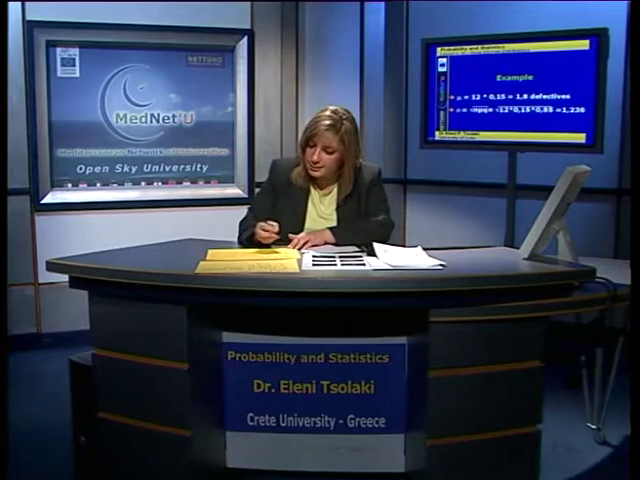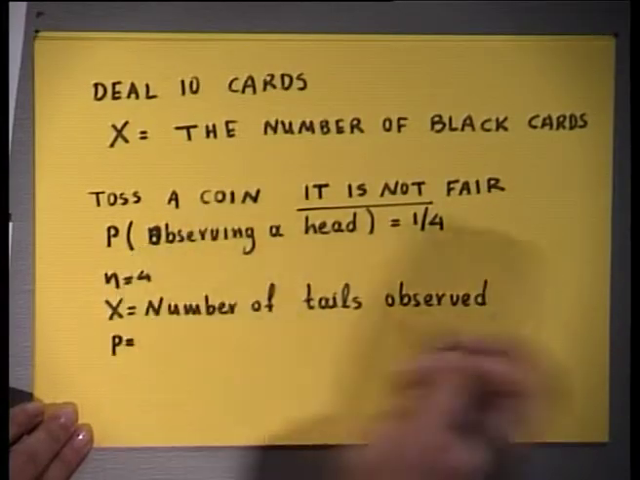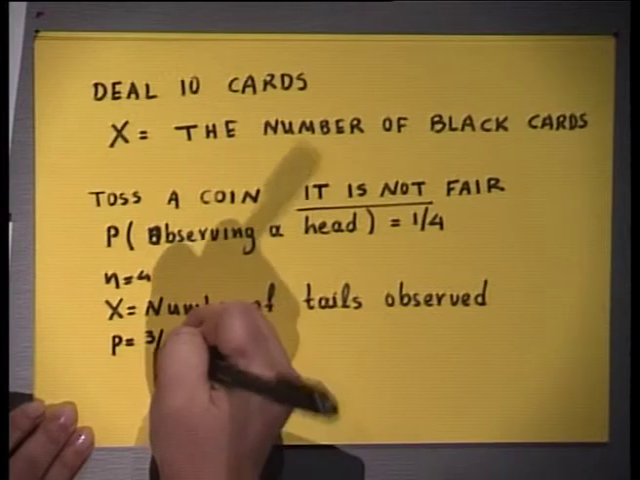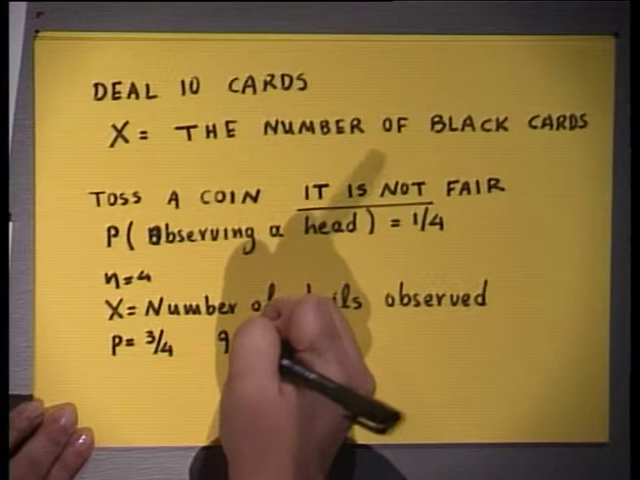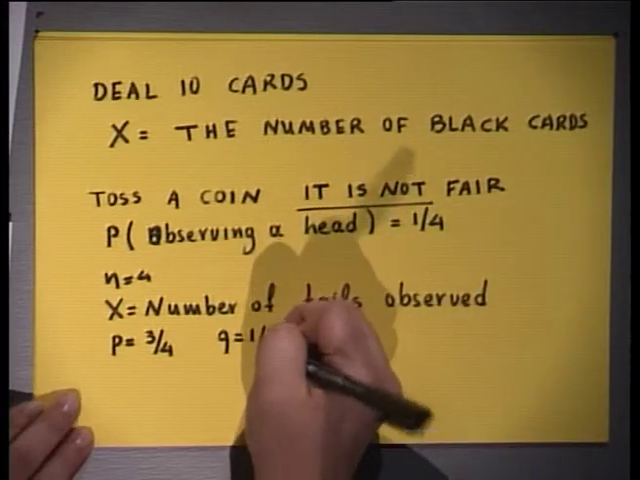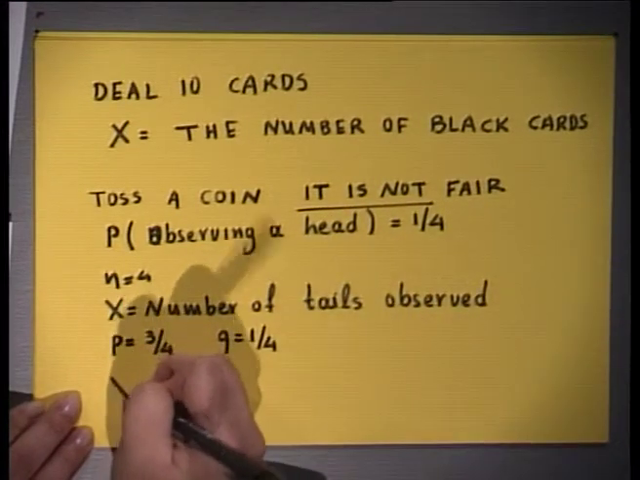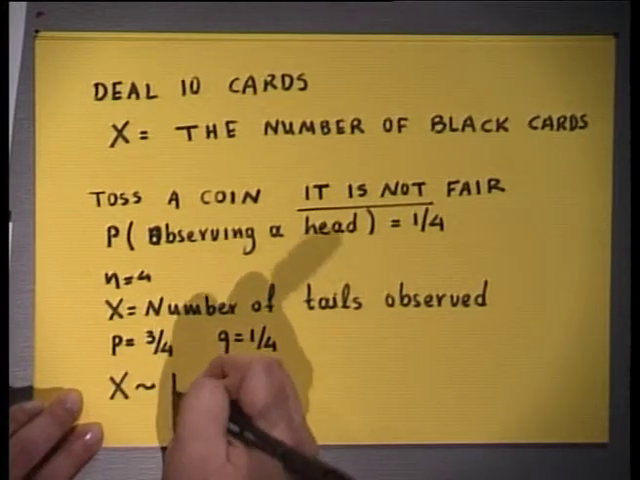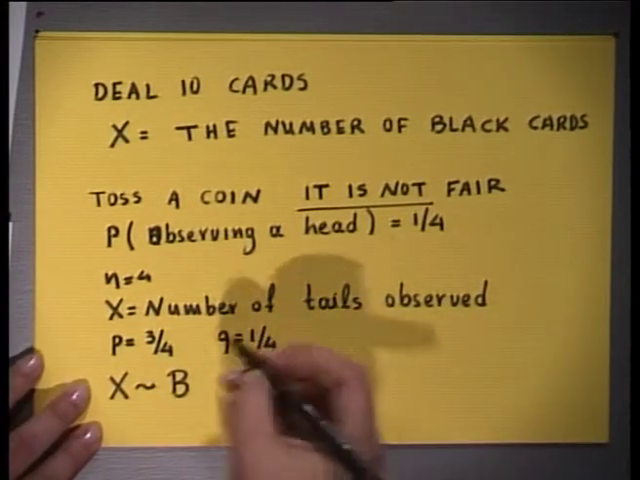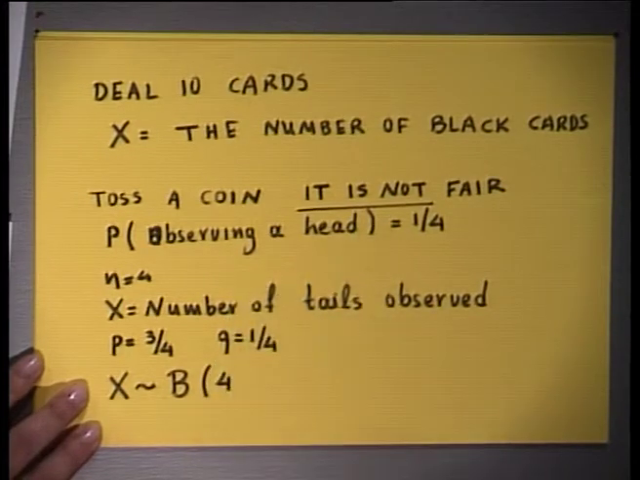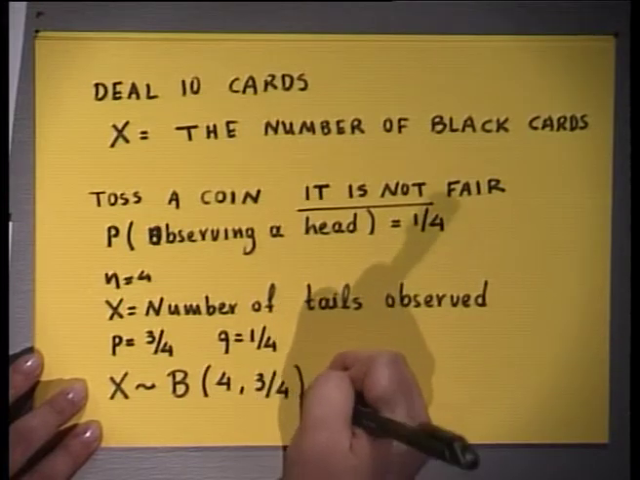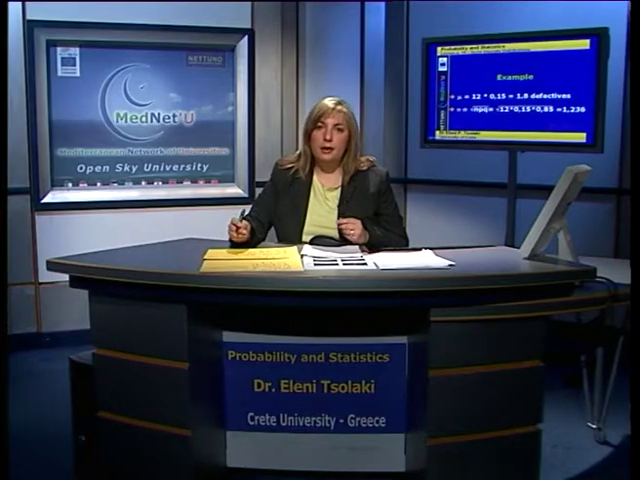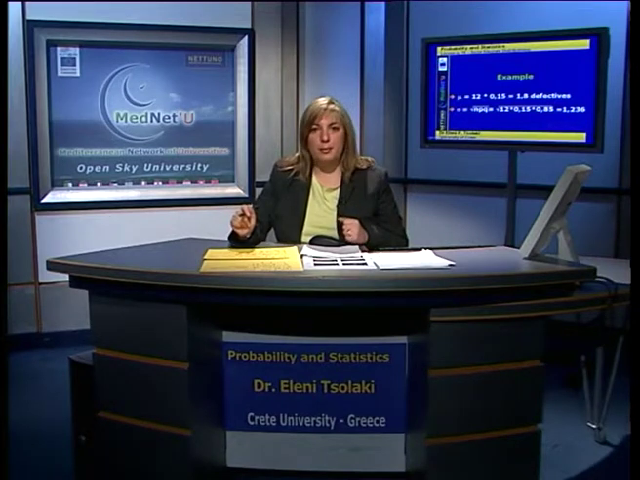So for this example, our p is going to be 3/4, and q will be, from here, 1/4. So X follows a binomial distribution with n 4 and p 3/4. Now we are going to calculate some probabilities using the binomial distribution.